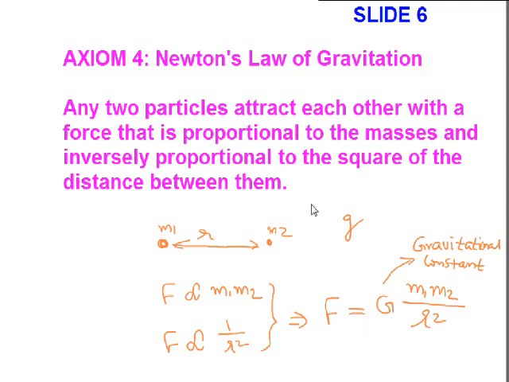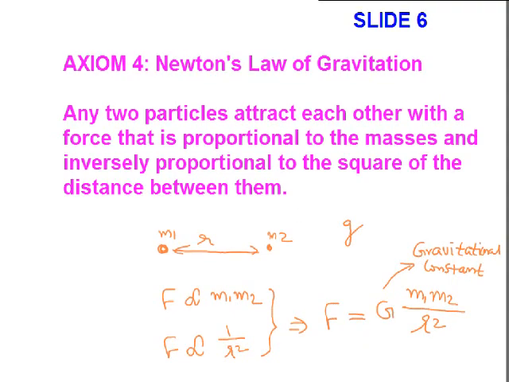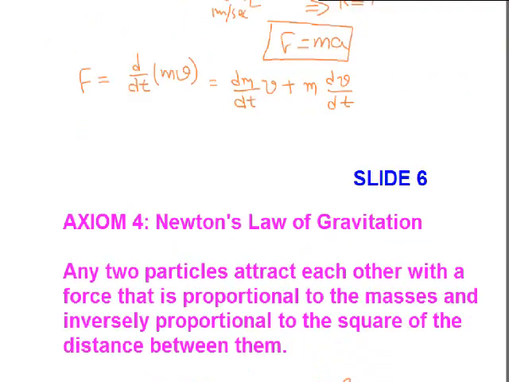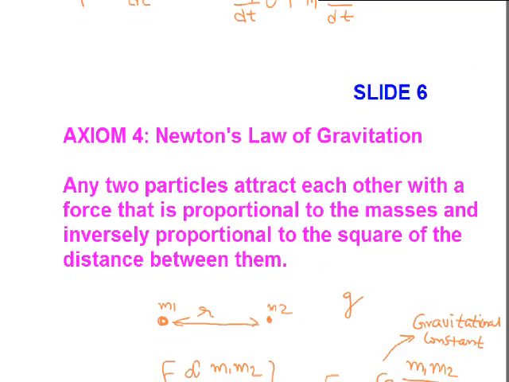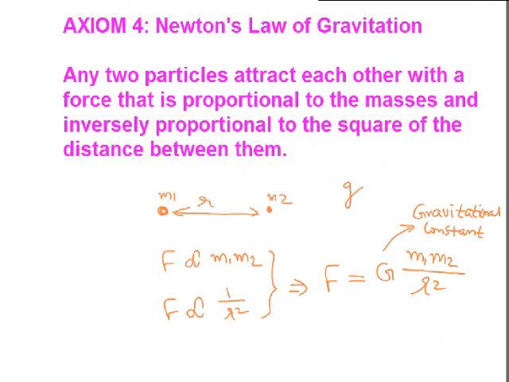With this we come to the end of lesson 4, and basically what we have seen is what we mean by an axiom, and we have seen the first 4 axioms of mechanics.